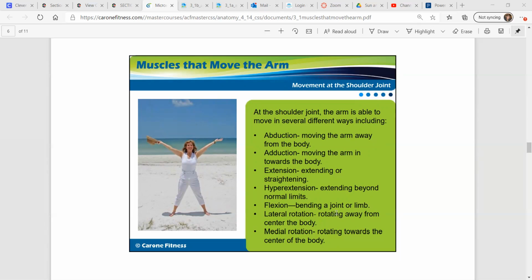So abduction, moving the arm away from the body. So have your arm by your side and then move your arm away from the body. That's abduction. Adduction is moving the arm in towards your body. So move your arm closer to your body. Adduction. Extension, well, you're extending or straightening the arm. Hyperextension, that's extending beyond the normal limits. You don't want to hyperextend anything.